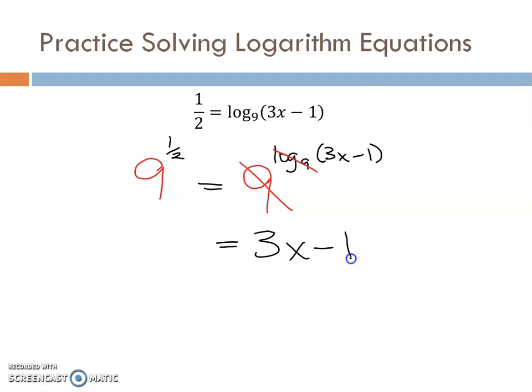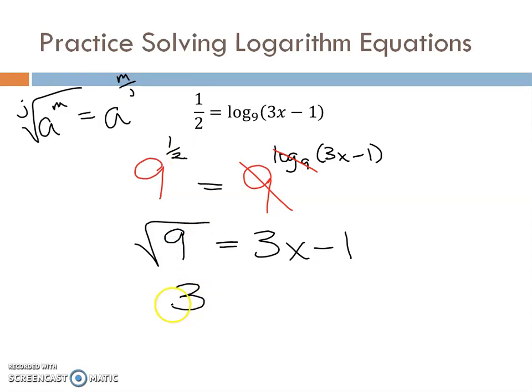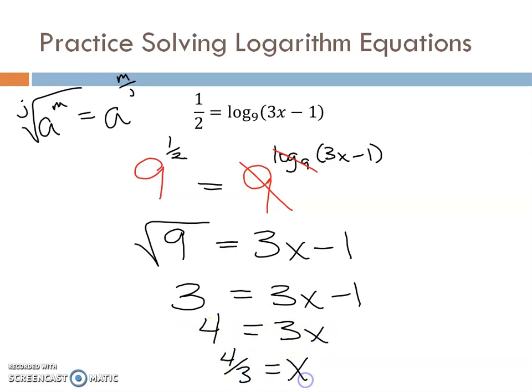Now on the left side over here, some of us might get a little bit confused. 9 to the 1/2 power. Remember our jam rule? If something is written as a fraction, it's actually a square root, and it's the square root of 9. So what is the square root of 9? Well, it would be 3. So then I would add 1 over, 4 equals 3x, divided by 3, and I get that x equals 4/3.